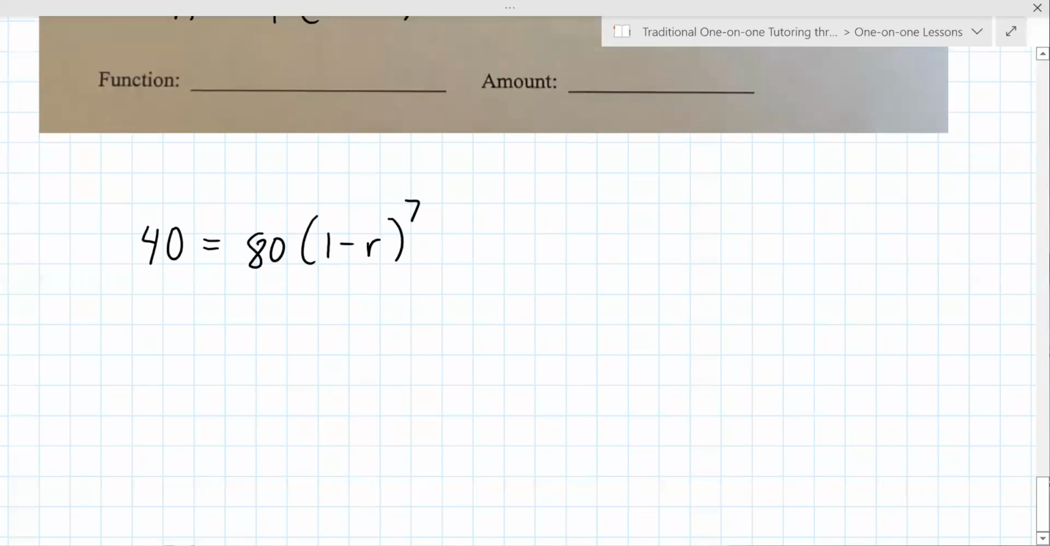Okay, so to solve this, you still divide both sides by 80. Okay, and now you have to undo this power of 7. How would you undo a power of 2? Do you remember that?